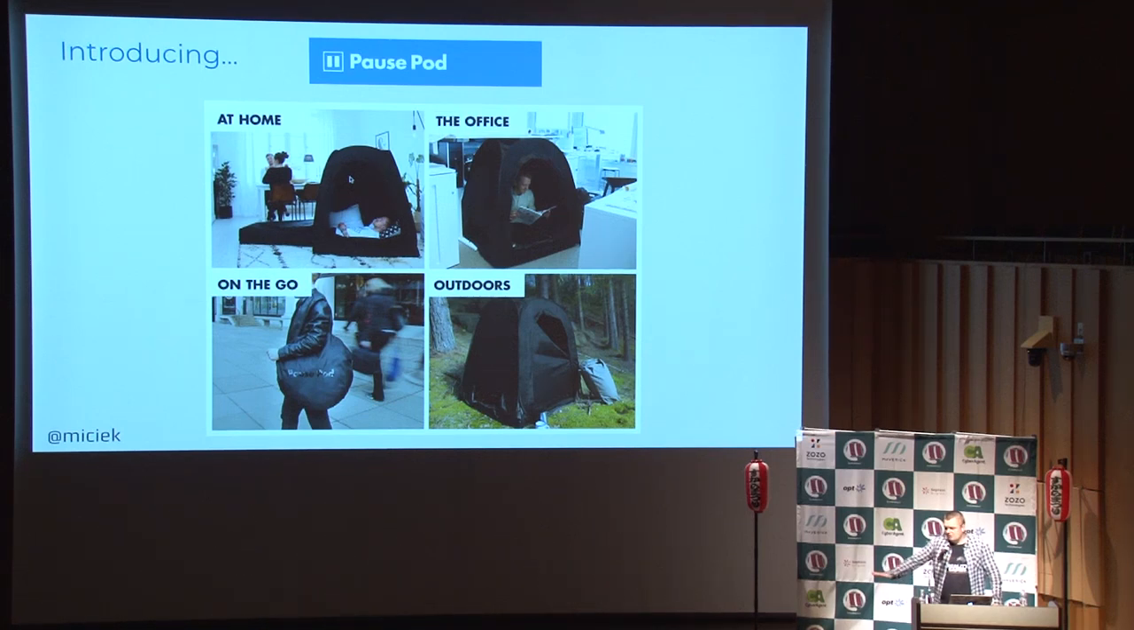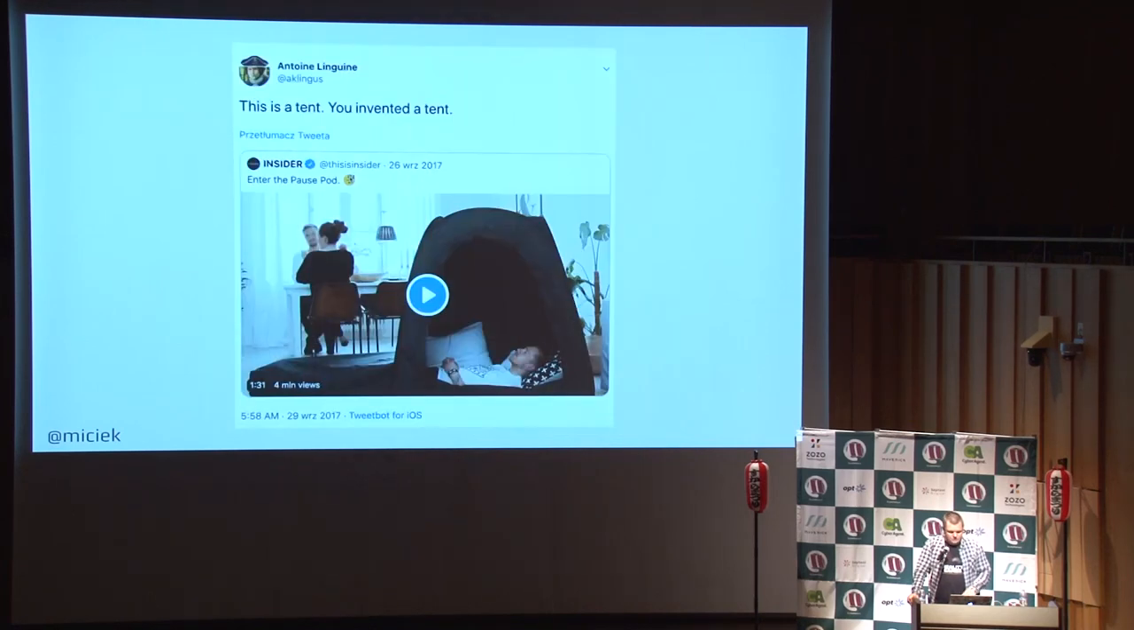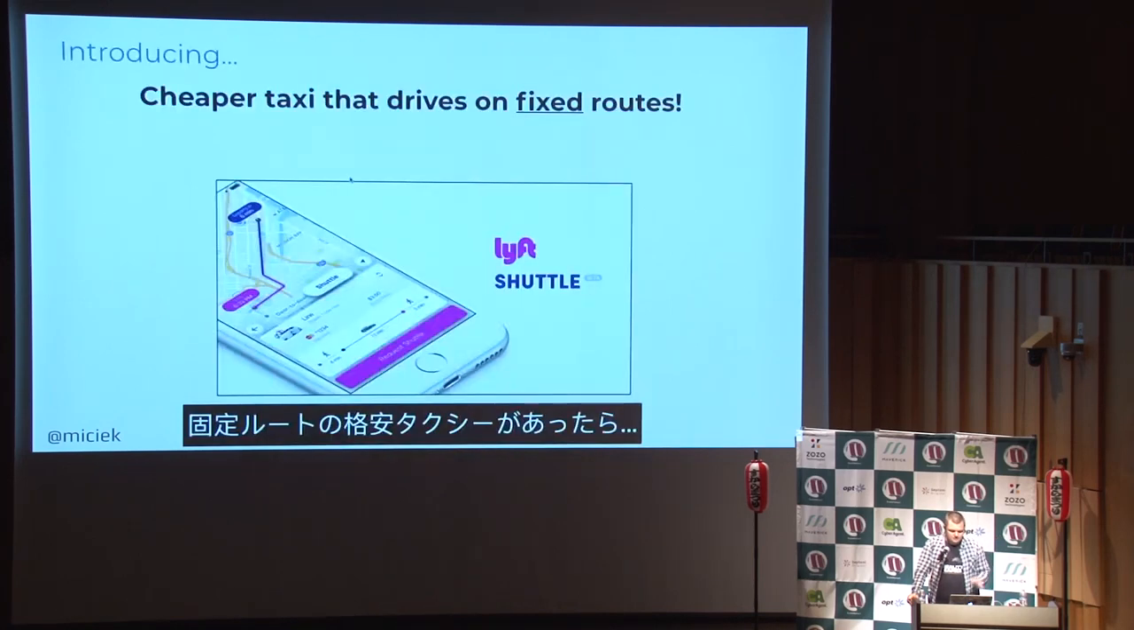So you just set it up here. When you feel stressed, you set it up here and you go lie down, read a book. No noise, no lights. So your peace of mind. This is a product they marketed. And the internet is sarcastic, of course. So this is a tent. You just invented a tent. Okay, so cool down. So this is the first invention that already existed. The second one, I will show three. The second one is shuttle lift.